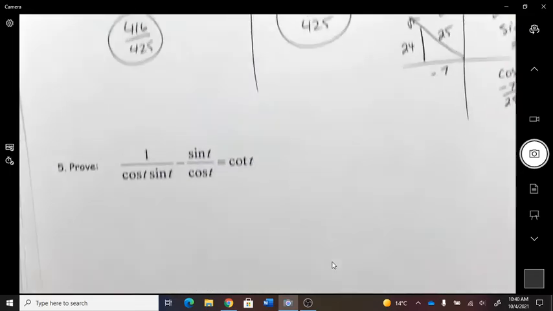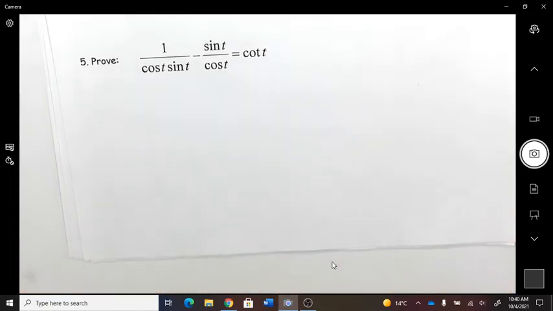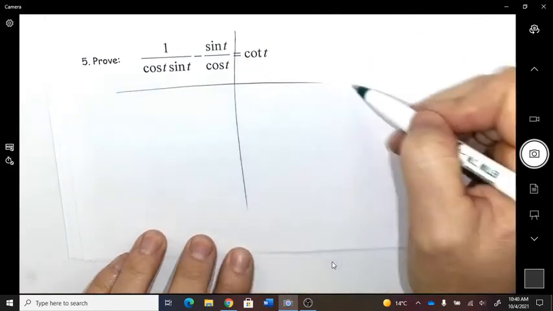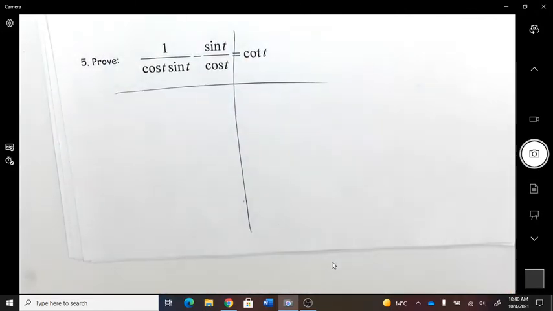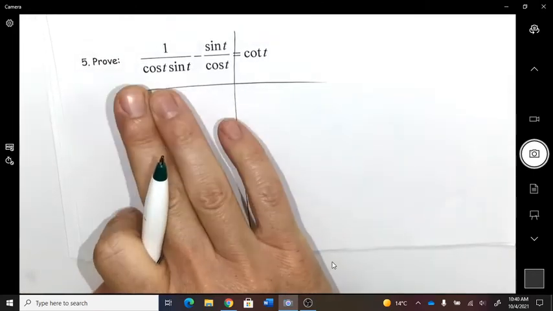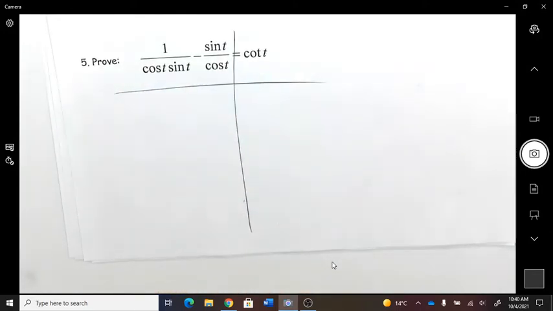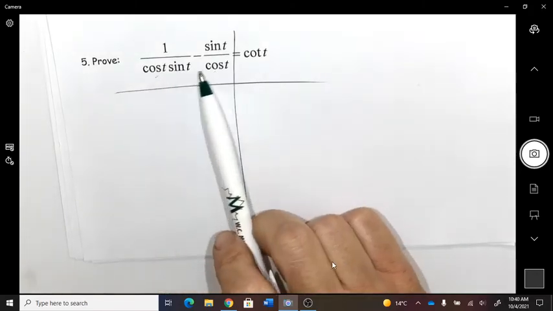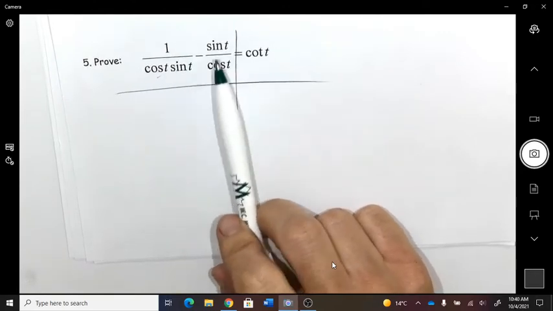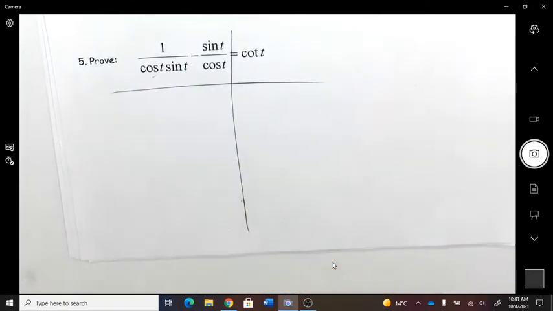Okay, number 5. A proof. Ready? We're gonna make a left column and a right column. Decide which side you're gonna start with. It's usually the more complicated looking side, so I'm going to go on the left. Anybody see a good strategy? I don't think there's anything I can replace because it's already broken into sines and coses, so there's not really replacements. I'm not going to go with that.